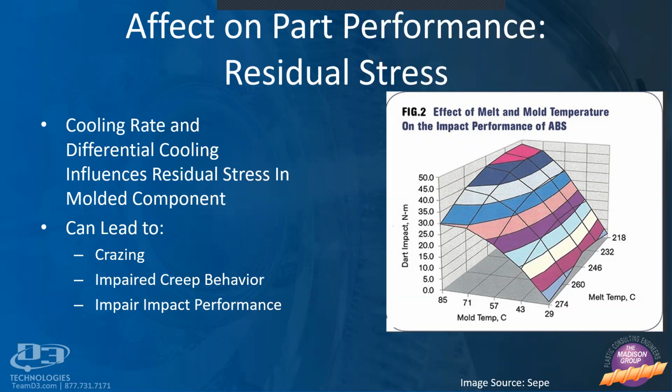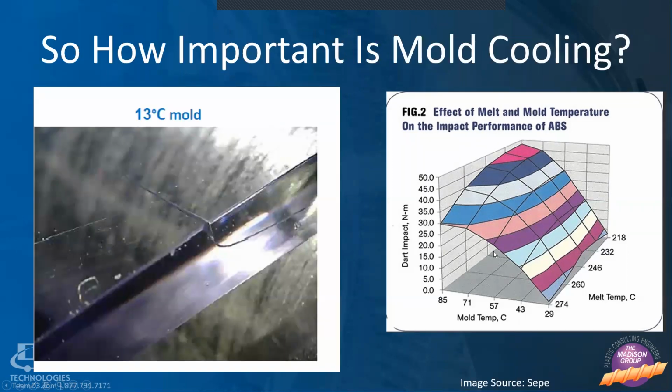Here we're looking at an ABS material where we vary the mold temperature and the melt temperature and measure the impact strength of the material overall. ABS, we usually like this material for its impact resistance. However, we can see that as we go to colder mold temperatures, the impact strength of our material significantly drops off just by running that mold colder. As we change the melt temperature, we don't see as much variation. So really, to optimize the impact performance of our part and reduce residual stresses, we have to pay attention to our mold temperature.